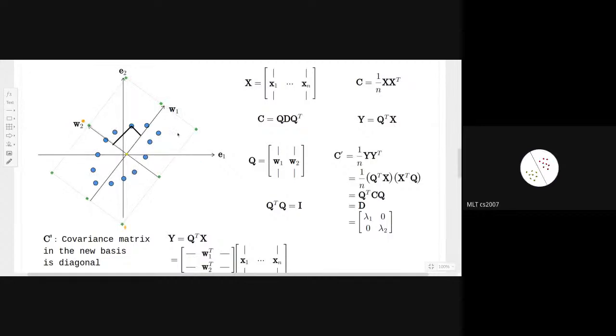All the computation essentially boils down to rotating E1, E2 such that it orients this x-axis and y-axis in the directions of maximum variance. So it will orient W1 such that the variance along the direction is maximum. It will orient W2 in such a direction that variance is second maximum in that direction. That is all it does at the end of the day.